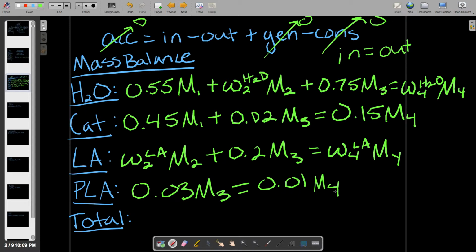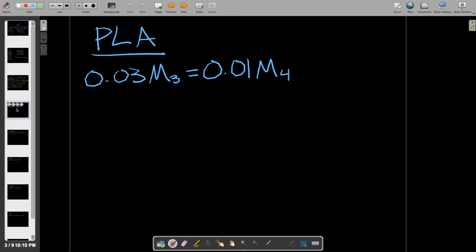And then from this, we can go ahead and do a total mass balance. And that is just going to be that the flow rates of stream 1, 2, and 3 are equal to the flow rate in stream 4. So now we're going to go ahead and start solving some of these for the flow rates, and Manon's going to show us how to do that.